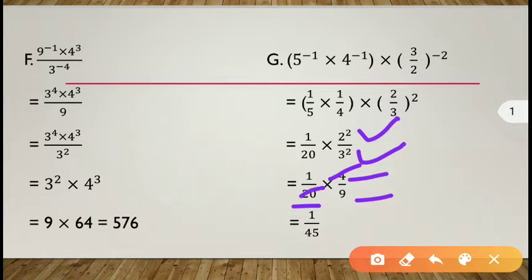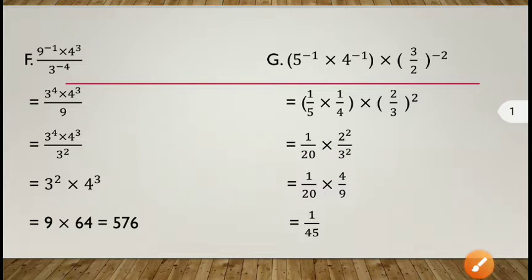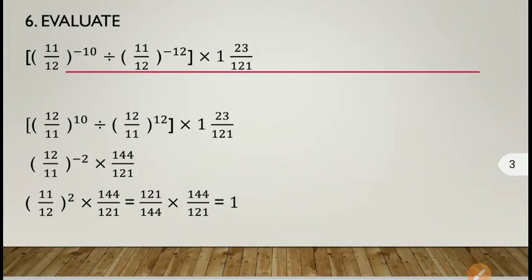And when you cancel this, here you will get 5. And here you will get 1. So 1 into 1 will give you 1. And 5 into 9 will give you 45. When you cancel this 20 by 4, you will get 5. And when you multiply 5 into 9, you will get 45. Means 1 by 45 is your answer.